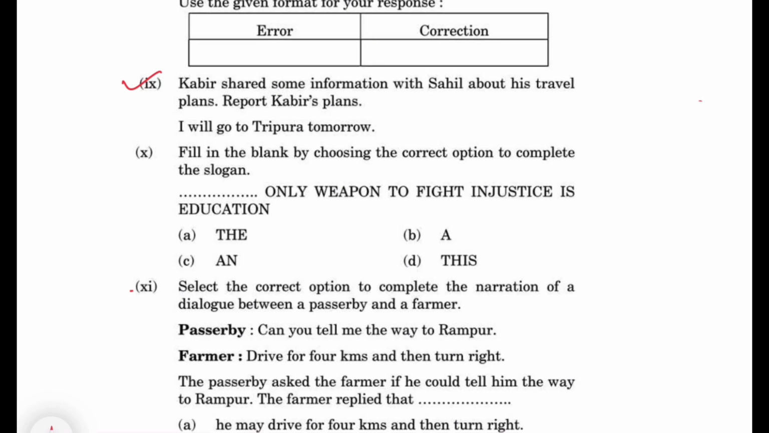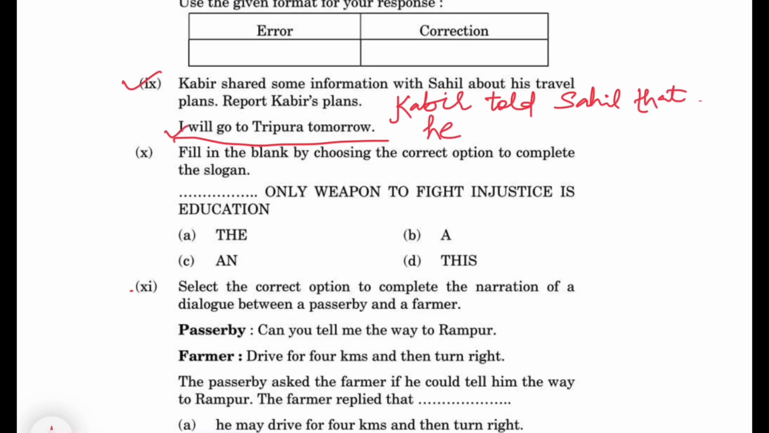Next question. Kabir shared some information with Sahil about his travel plans. Report Kabir's plans. So that means Kabir is talking. Kabir: I will go to Tripura tomorrow. So this is the statement. Kabir told Sahil that. I, first person, change according to Kabir. He will change into would, then go to Tripura tomorrow, change into the next day. So this is the correct answer.